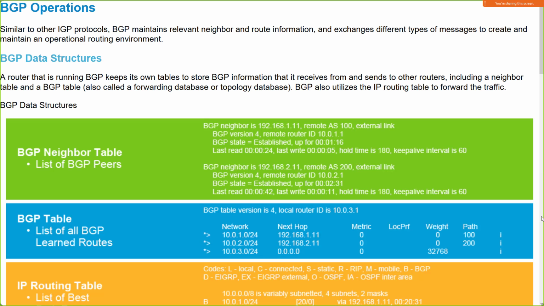So the next section here is BGP Operations, maybe a little bit of a summary of what we already discussed, but we'll see as we go through this. Similar to other IGP protocols, BGP maintains relevant neighbor and routing information. We have three data structures in BGP. We have a neighbor table, we have a topology table, we have a routing table.